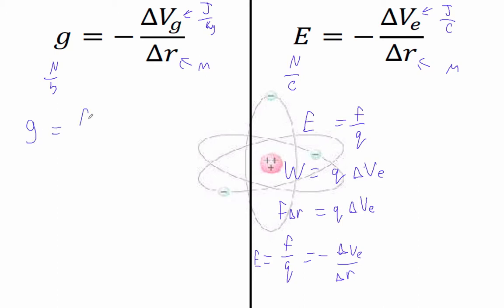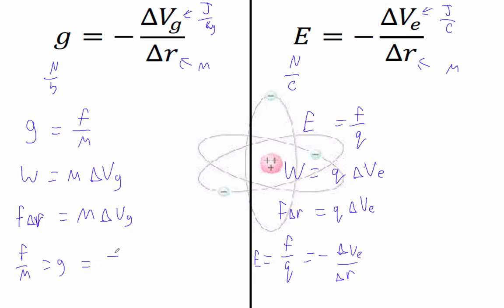g is equal to force divided by mass, and work is equal to mass times change in gravitational potential. Work is also force times distance. I'm using r, so force times change in r equals mass times change in Vg, right? Let's put the m over there and the r over here, and we get force over mass, which is g, equal to the potential over r. So basically that's where these formulas come from, okay? Now why there's a minus sign there, let's do an example problem and I'll show you why.